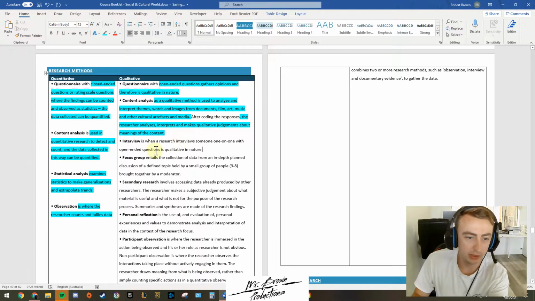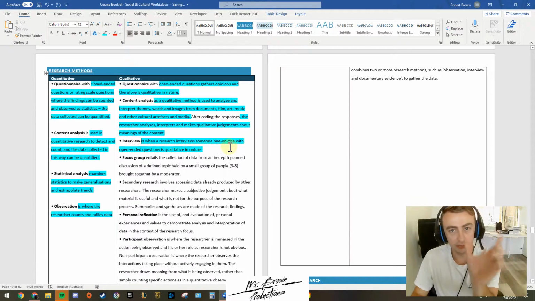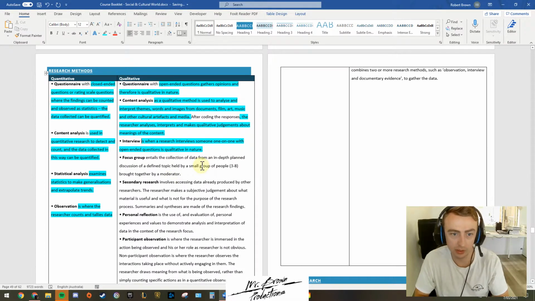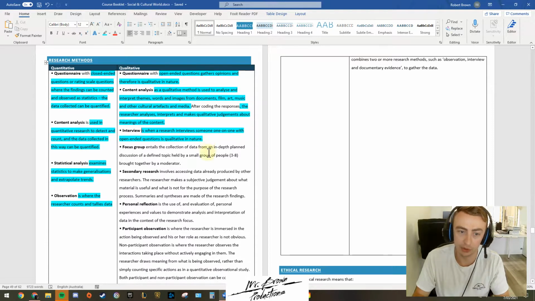So essentially what I want you guys to get is just to add that there. So that'll be the card. Again, on the front you have interview, in brackets qualitative, and then on the flip side. An interview, I'm pretty sure you're all familiar with, is when a researcher interviews someone one-on-one, and it's usually open questions and qualitative in nature. So you're asking a lot of the whys and the how type questions. That's all an interview is, pretty straightforward.